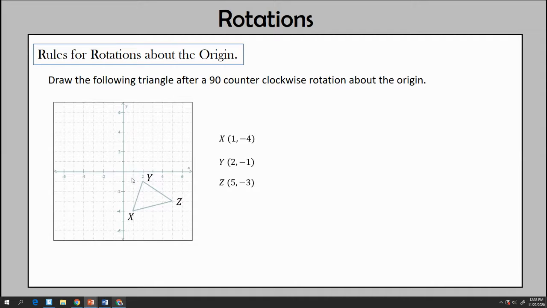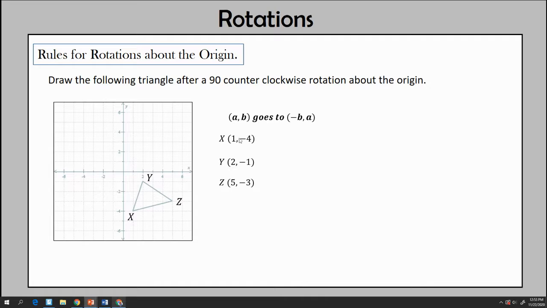So X is at 1, -4. Y is at 2, -1. Z is at 5, -3. What's my rule? Well, a 90 degree counterclockwise, which is the same as a 270 degree clockwise, the ordered pair goes to the opposite of B, A.